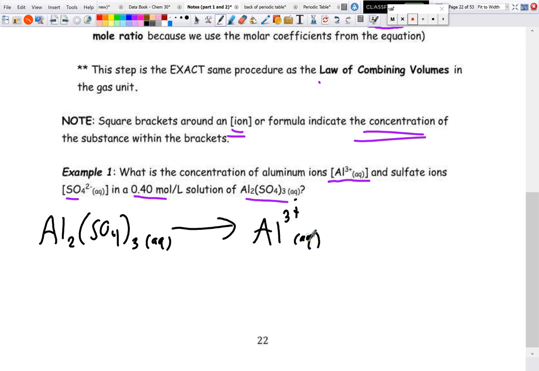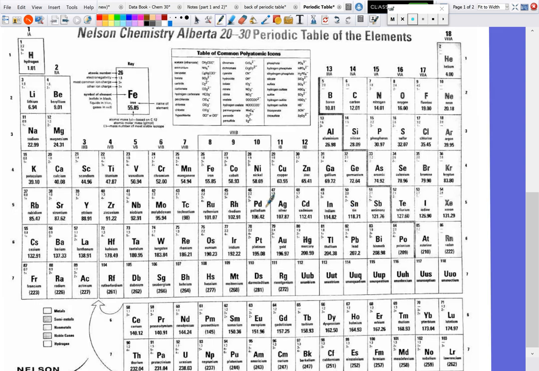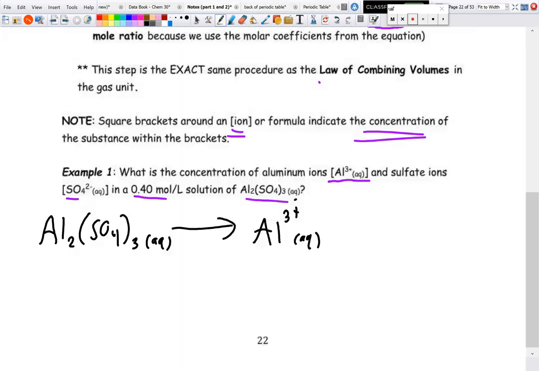And of course, if you're not sure how to find the charge on the ions, go to your periodic table, and we'll see aluminum right here, and it has a charge of 3+. And of course, our sulfate, we're going to look up in the table in our periodic table, and sulfate is SO4 2-, which is right here. I know it's going to be hard to see, but hopefully you can see it with your periodic table a little clearer. We get SO4 2- (aq).